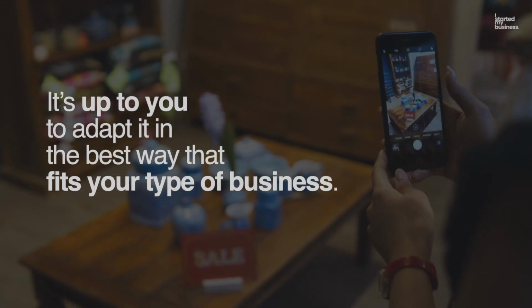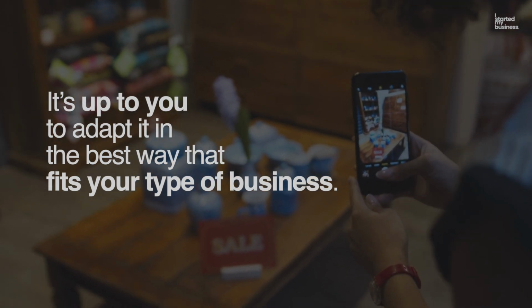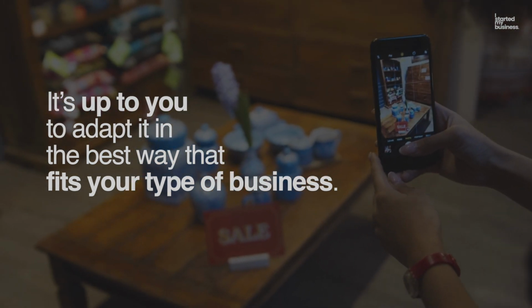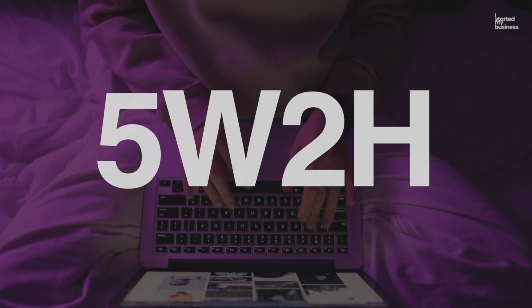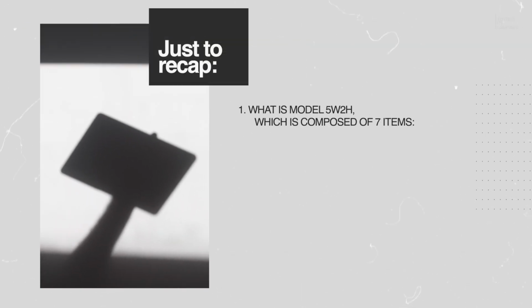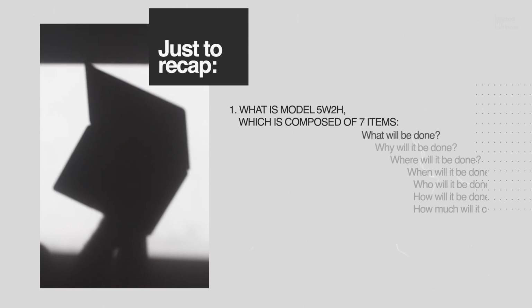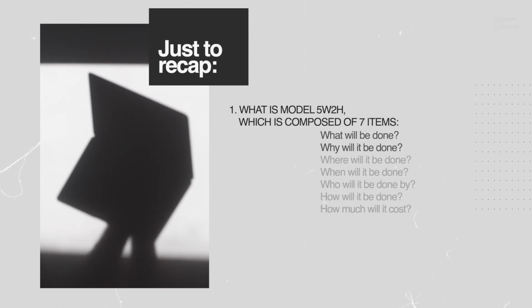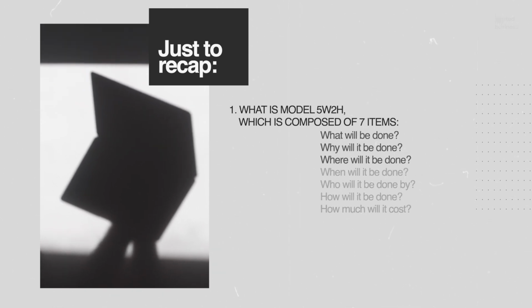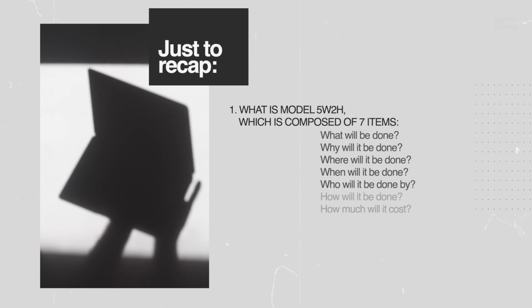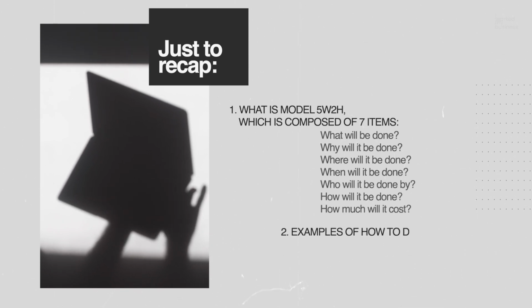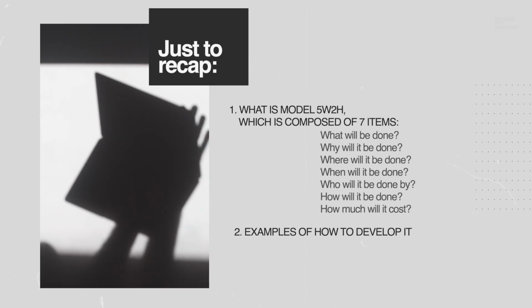And then it's up to you to adapt it in the best way that fits your type of business. This is the 5W2H model. Just to recap what we said here. 1. What is the 5W2H model, which is composed of 7 items? What will be done? Why will it be done? Where will it be done? When will it be done? Who will it be done by? How will it be done? How much will it cost? 2. Examples of how to develop it.